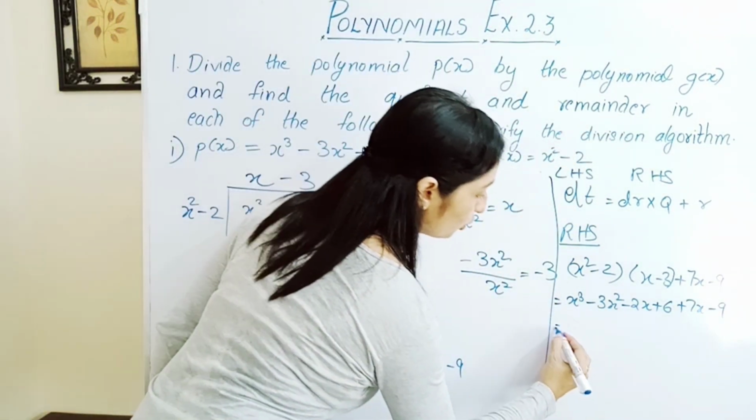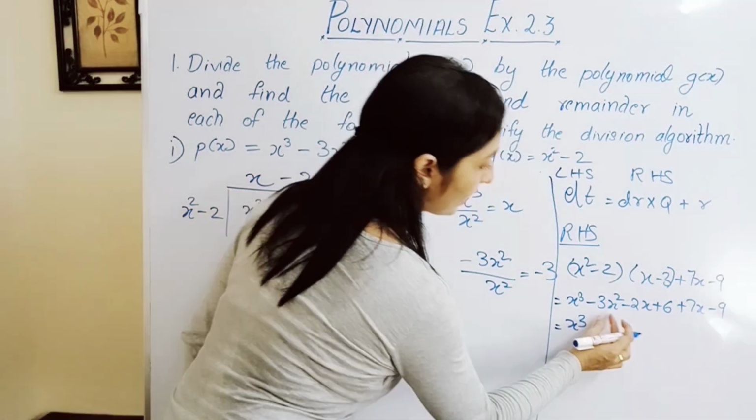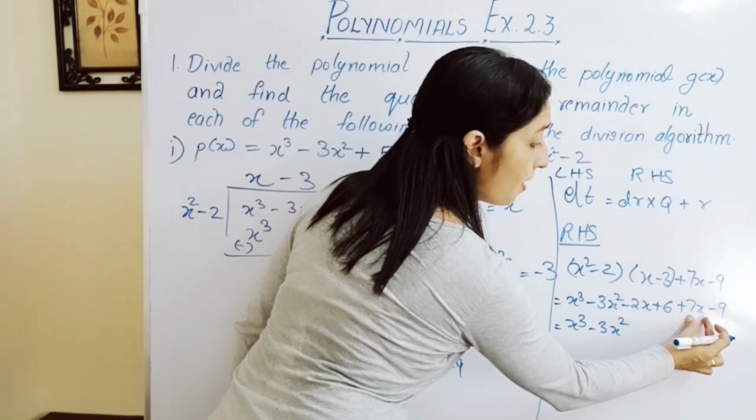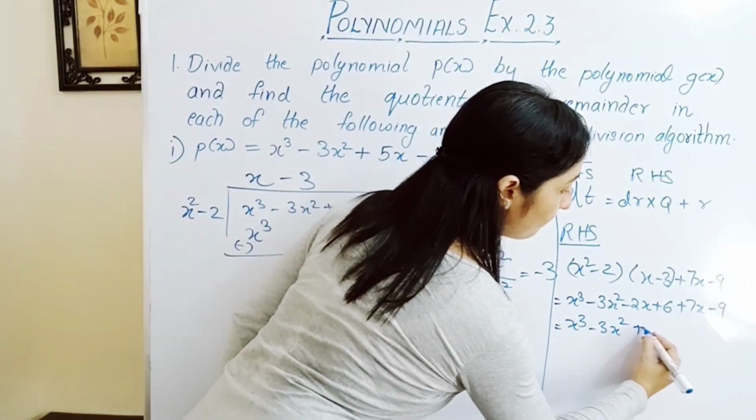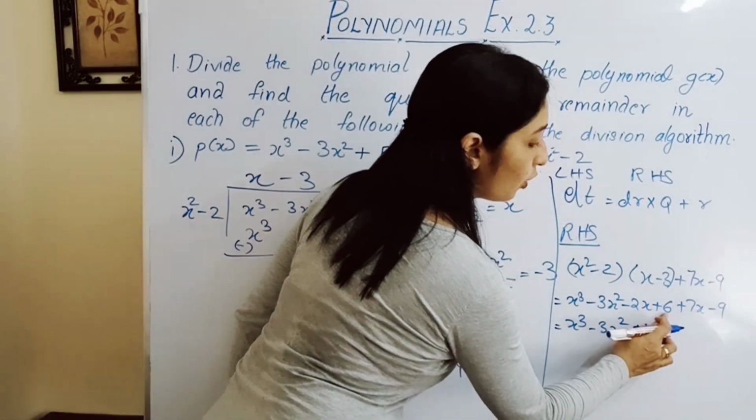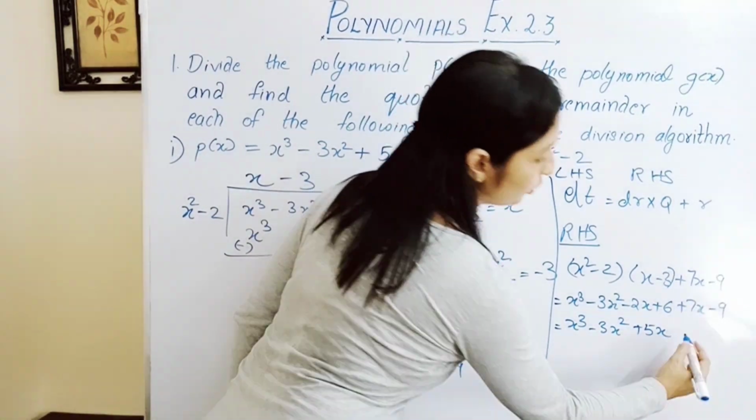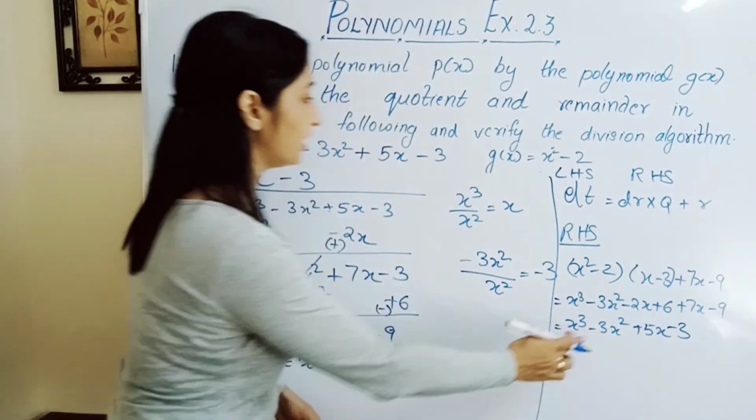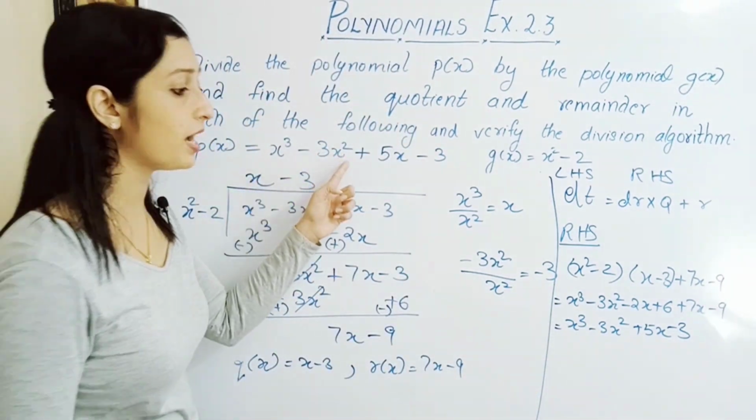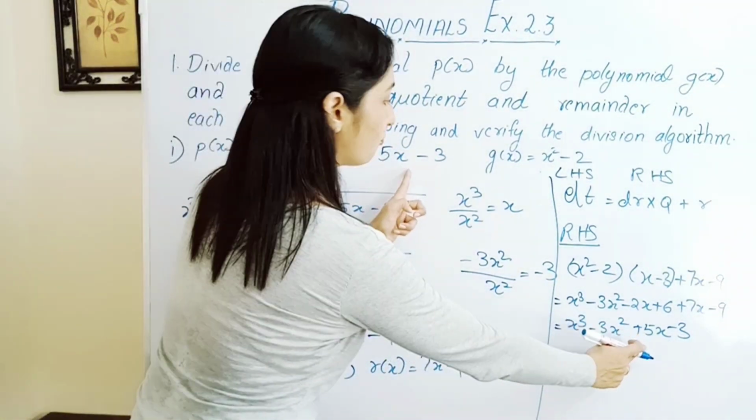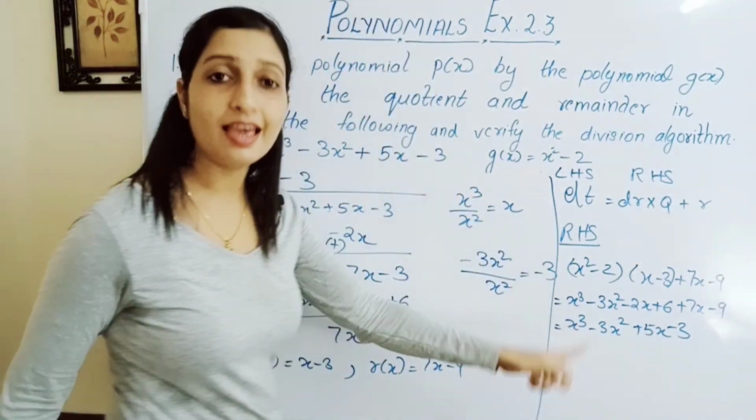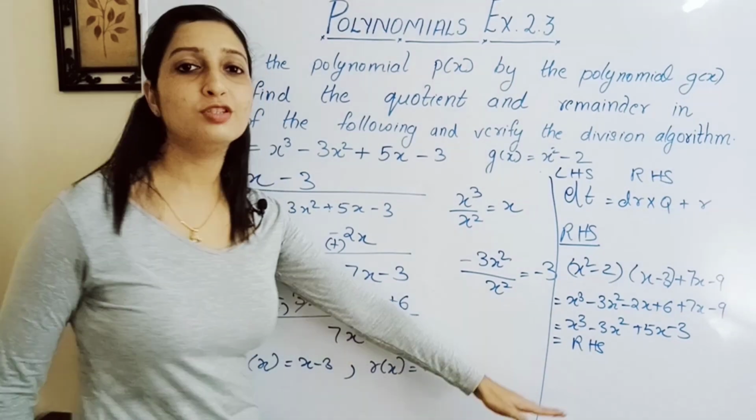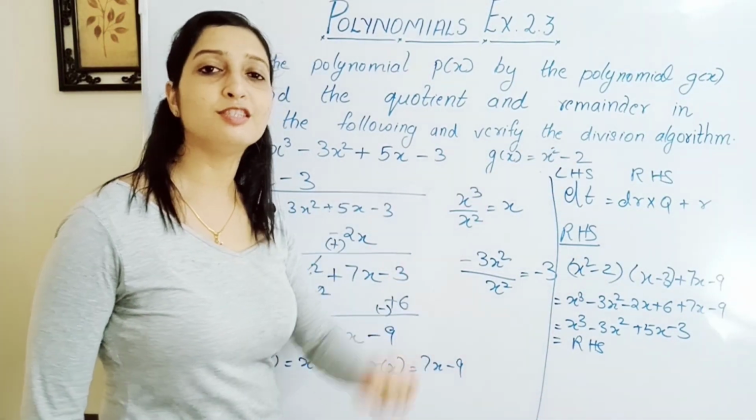Now, this x cube I write as such, minus 3x square, minus 2x plus 7x, what do you get? Plus 5x. Now, plus 6 minus 9, you get minus 3. Now, let us check whether this is the same as our dividend. What is our dividend? x cube minus 3x square plus 5x minus 3. And hence, this is equal to our RHS. So this is how we verify our division algorithm.